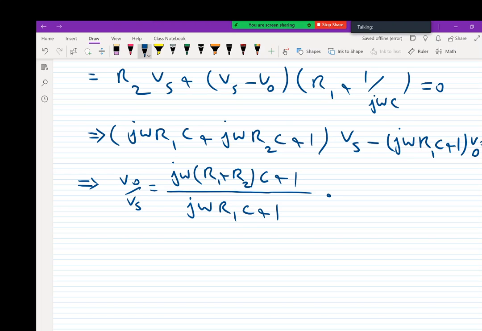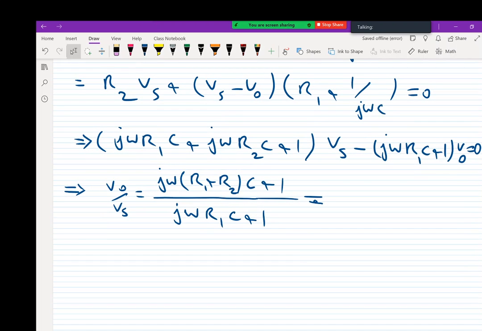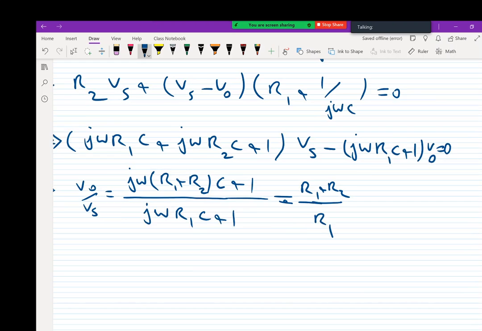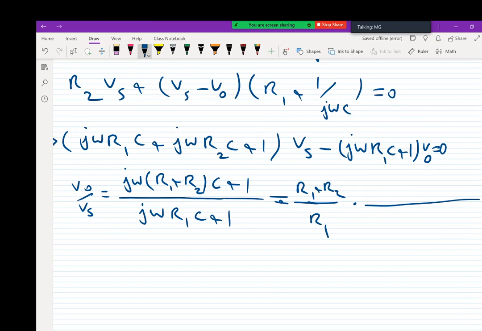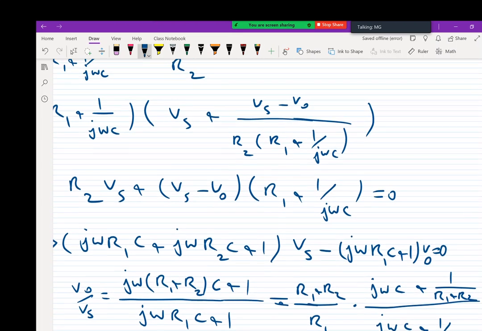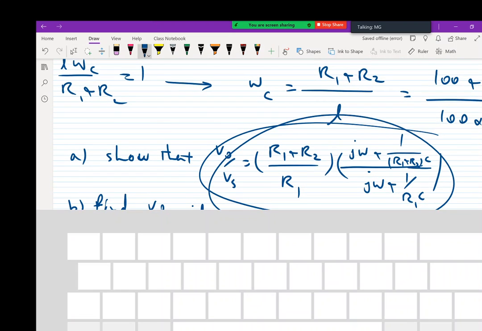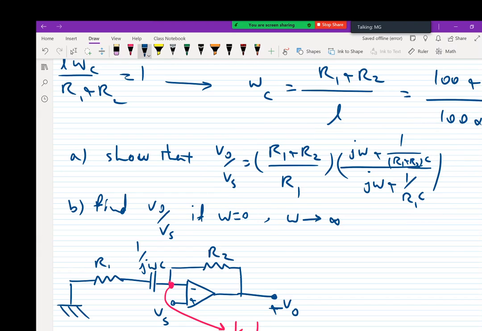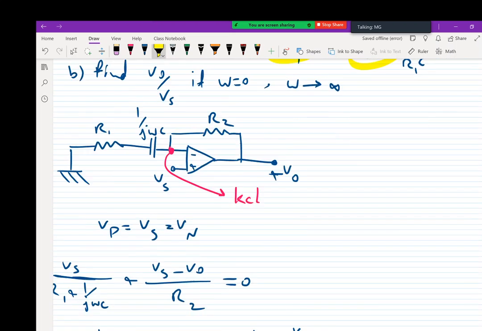Let's factor out R1 plus R2 from the numerator and R1 from the denominator. So we will have J omega C plus 1 over R1 plus R2, and in the denominator we will have J omega C plus 1 over R1. What I'm doing is trying to reach this form. It's the reason why I factor out from this part and this part, because the goal is reaching this format of the output.